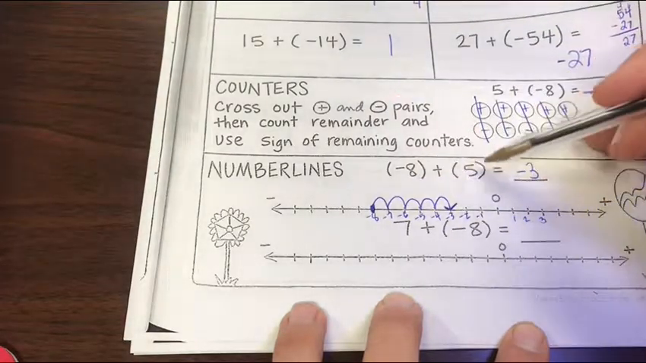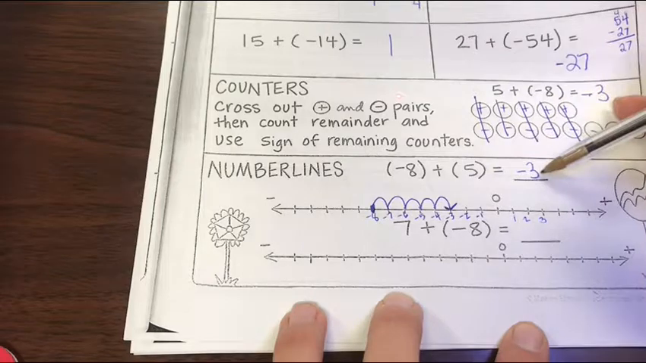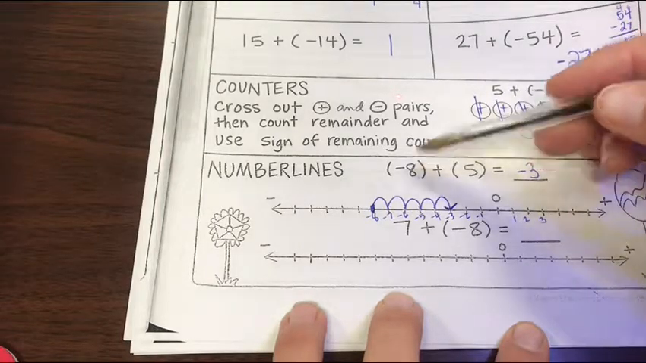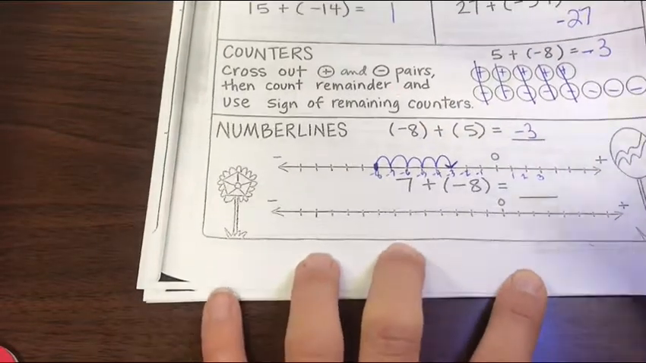So since they were different signs, 8 minus 5 is 3. And since we had more negatives, your answer is going to be negative.